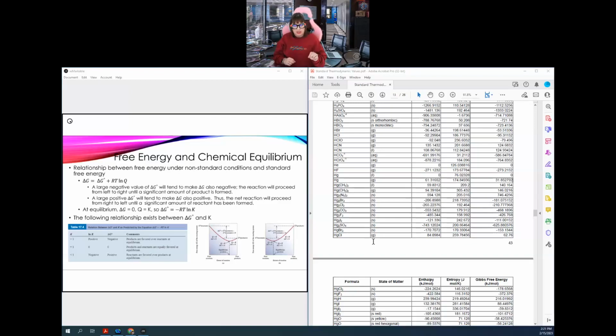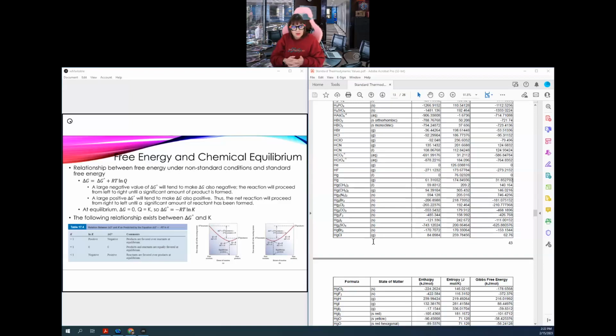So delta G is equal to delta G naught plus RT ln of Q. If I'm not under equilibrium conditions, I can use this to calculate which direction I need to move to get back to equilibrium based on the conditions that I have. A large negative value of delta G will tend to make delta G also negative. The reaction will proceed from left to right until a significant amount of the product is formed. A large positive delta G will tend to make delta G also positive. Thus, the net reaction will proceed from right to left, backwards, until a significant amount of reactant has been formed. So again, when it's negative, it's going to keep going the way it's written. When it's positive, it's going to go the other way.